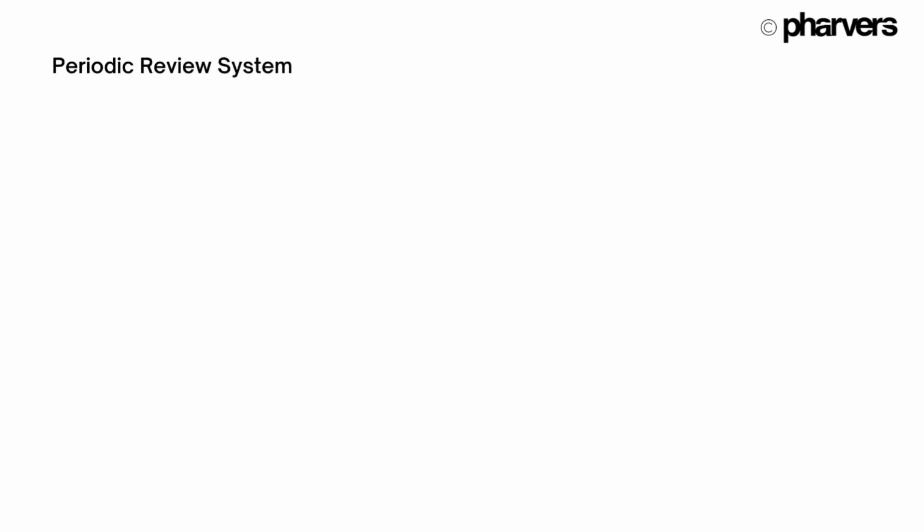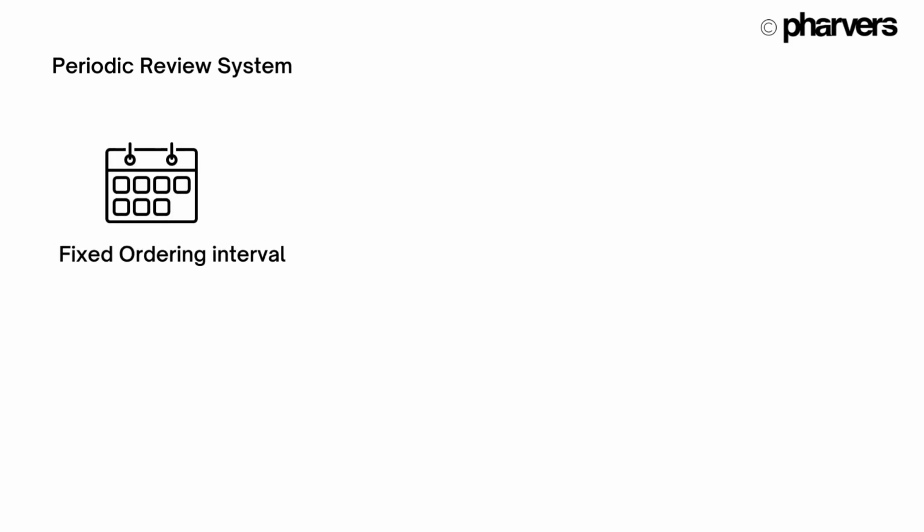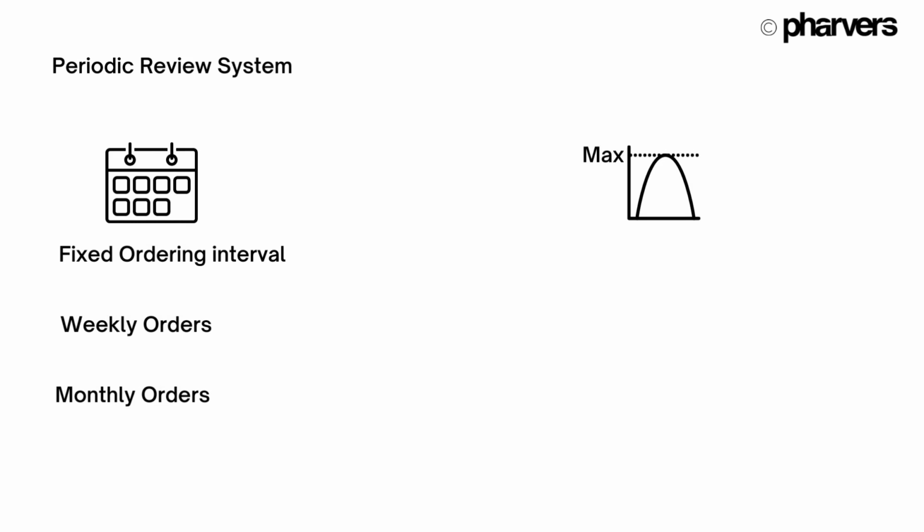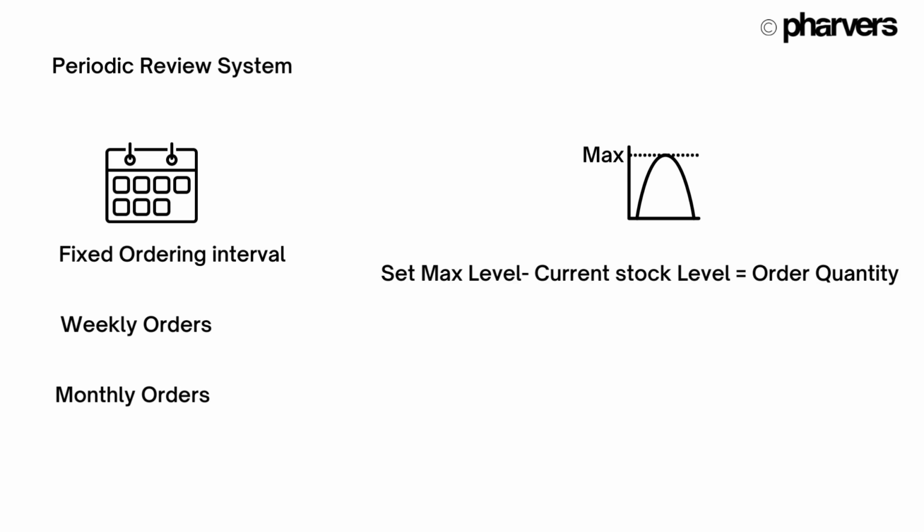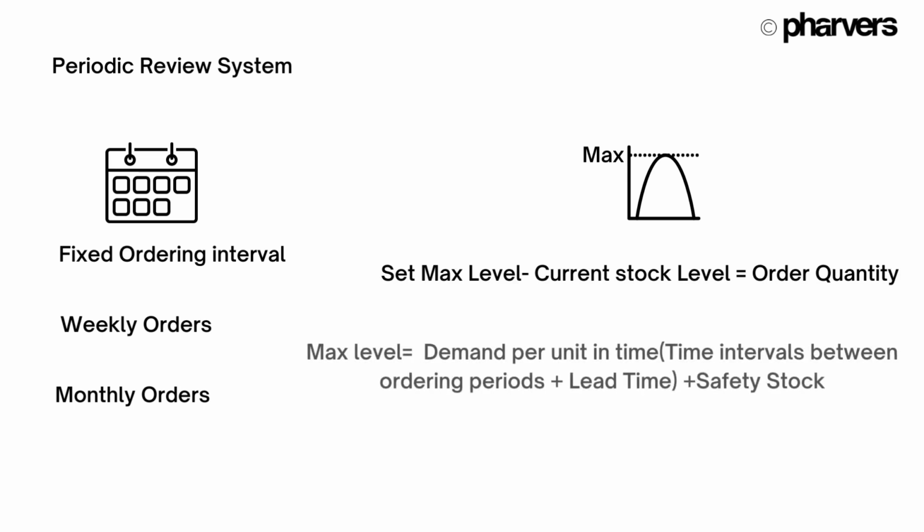Periodic review system. In this ordering system, pharmaceutical commodity managers order medicines within fixed ordering interval, for instance, weekly or monthly orders. They establish a maximum level of inventory, and this provides the basis for the new order quantity. A stocktake is done periodically to establish the inventory position, and order quantity is determined by subtracting the current stock levels from the maximum set level.